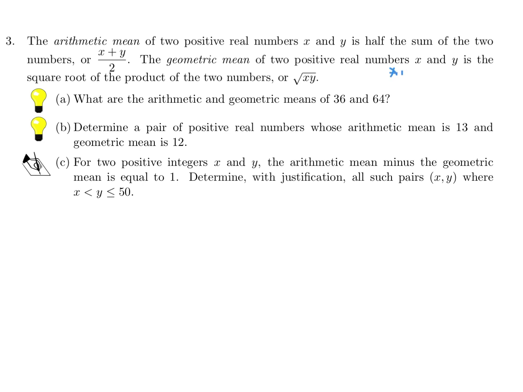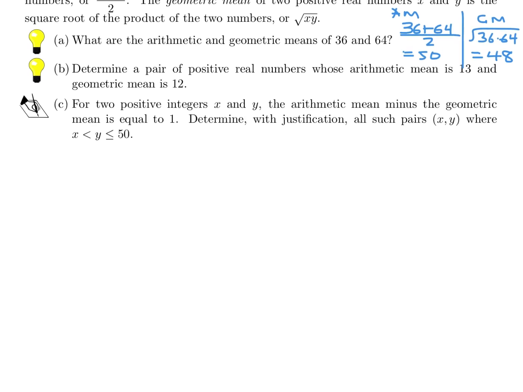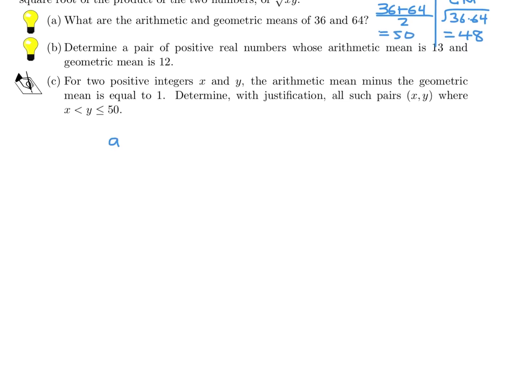Okay, so arithmetic mean would be 36 plus 64 divided by 2, which is 50. And the geometric mean, GM, would be the square root of 36 times 64, and when you do that, you get 48. Determine a pair of positive real numbers whose arithmetic mean is 13 and geometric mean is 12. So this time we'll call them a and b, and they're saying that a plus b divided by 2 is 13, and that the square root of ab is 12. So that means that a plus b is 26, and if we square both sides, ab is 144.